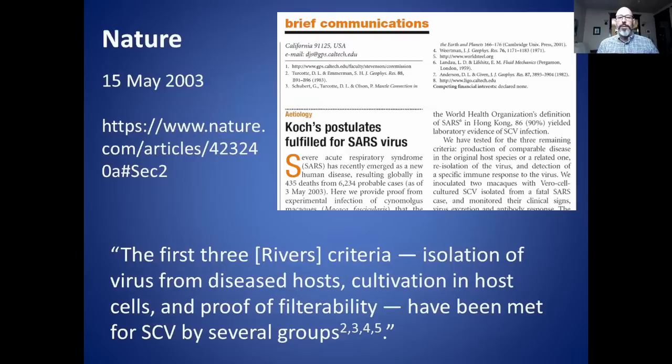Okay, so let's get back to this Nature article now that we've reviewed the background information. And it goes on to say that the first 3 Rivers criteria, which is number 1, isolation of the virus from a diseased host, number 2, cultivation in host cells, and number 3, proof of filterability, have been met for the SARS coronavirus by several groups. And you see at the bottom these footnotes 2, 3, 4, 5.